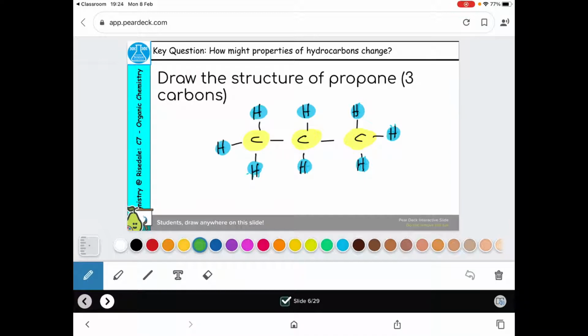Draw the structure of propane, 3 carbons. So when we're looking at these hydrocarbons, we remember that every carbon atom forms four bonds, 4 covalent bonds. So if you draw out your 3 carbons and you put 4 bonds on each of them, then you just fill up all the empty arms with hydrogen. So we've got C3H8 as the formula for propane.